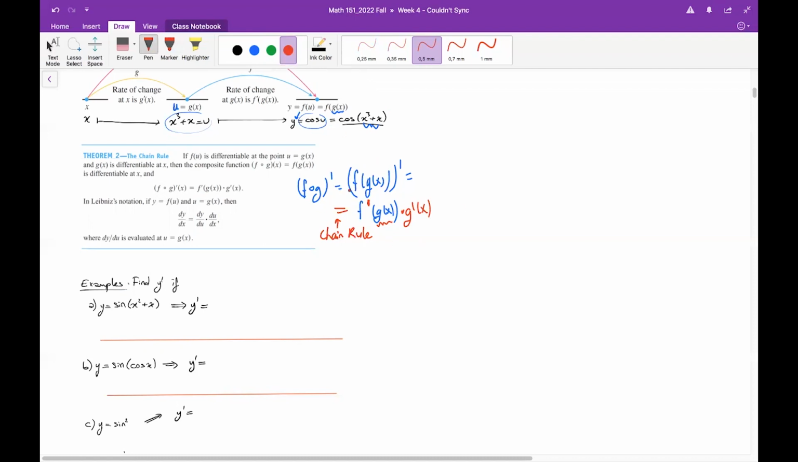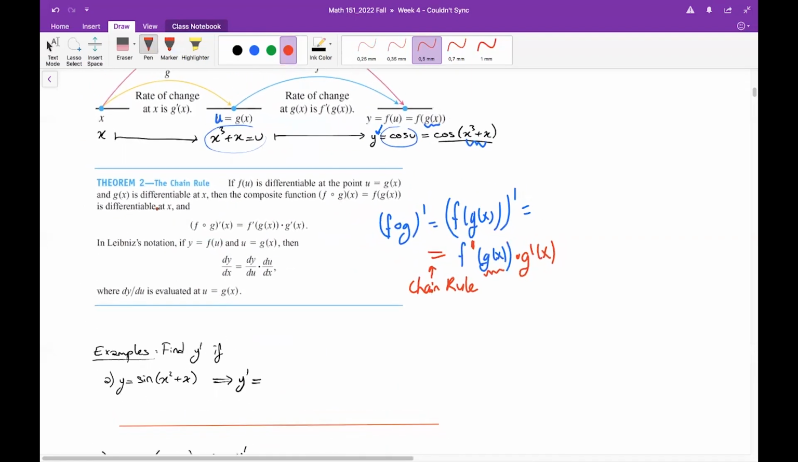Let's repeat the rule. So this derivative applies in this way. You start with the most outer function, take its derivative, don't touch the inside function, and then you have to multiply by the derivative of the inside function. And there's another notation that we use for the chain rule, which is called the Leibniz notation, okay?